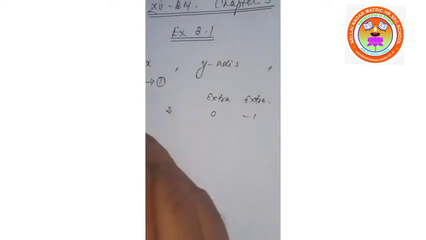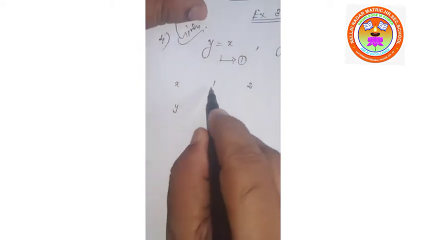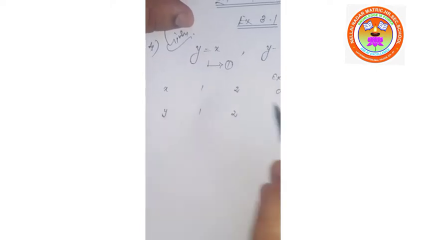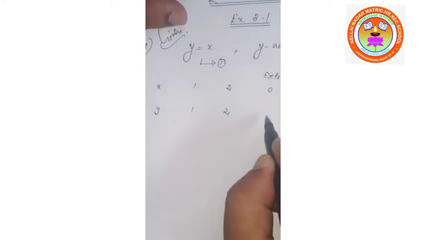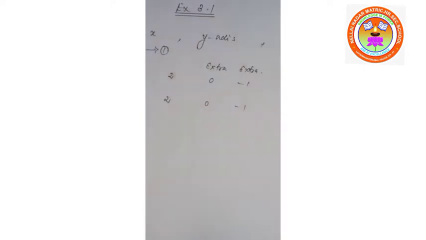Okay. Here x and y are equal. Therefore, x equals 1 means y also 1. x equals 2, y also 2, because x and y are equal. x equals 0, y equals 0. x equals minus 1, y also minus 1.